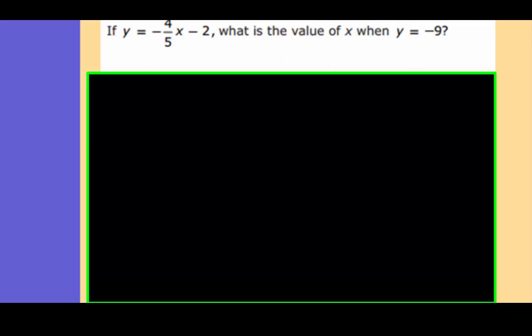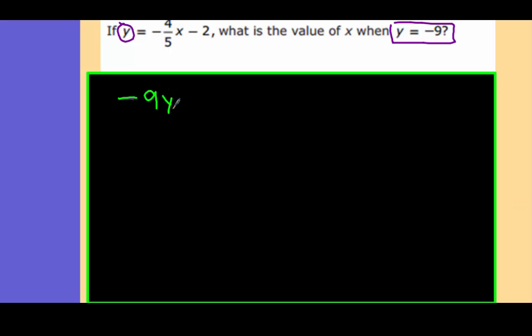Question: what is the value of x when y equals negative 9? Okay, so what I do is, it's telling me that y equals negative 9. That means every y I see in the equation, I change that to a negative 9. So this right here becomes a negative 9. This is how I write it: negative 9 equals negative 4 over 5x minus 2. That's the correct way of writing this. This right here is the wrong way of writing this.